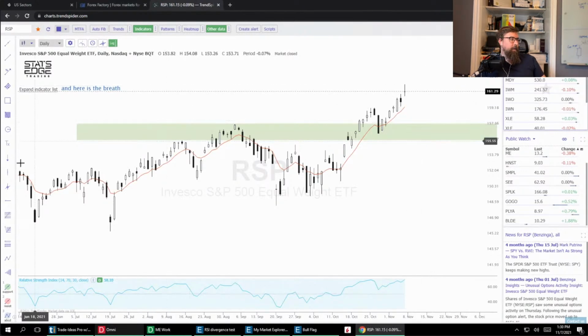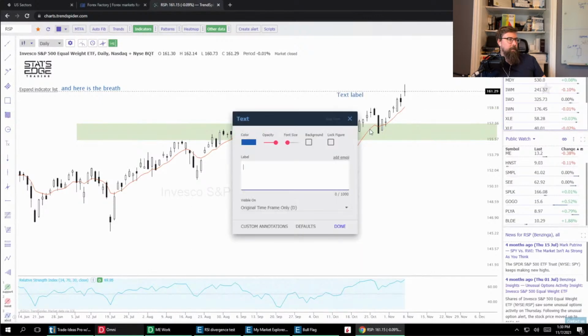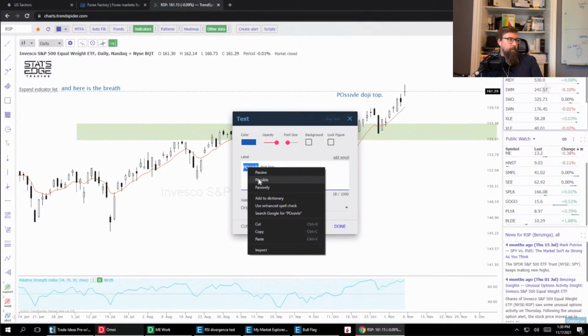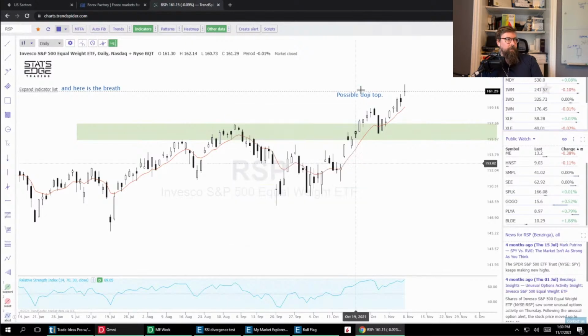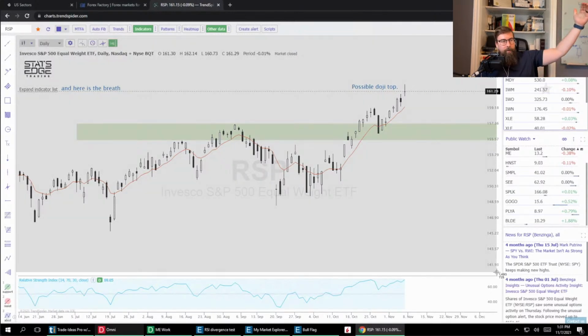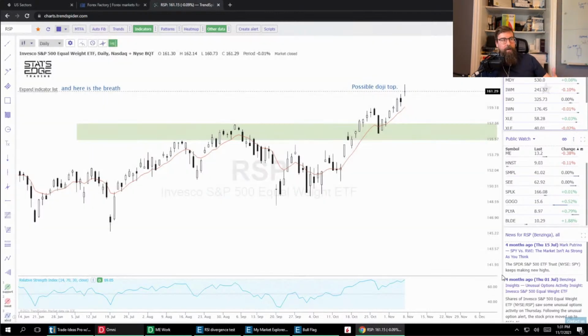And the only thing I'm kind of worried about here, which I'll just put in, is a possible doji top, because these dojis are right at the highs. Dojis represent indecision when it comes to trading. The market rallied all the way up and then came all the way back down and has had this really hard time getting through and making up its mind.